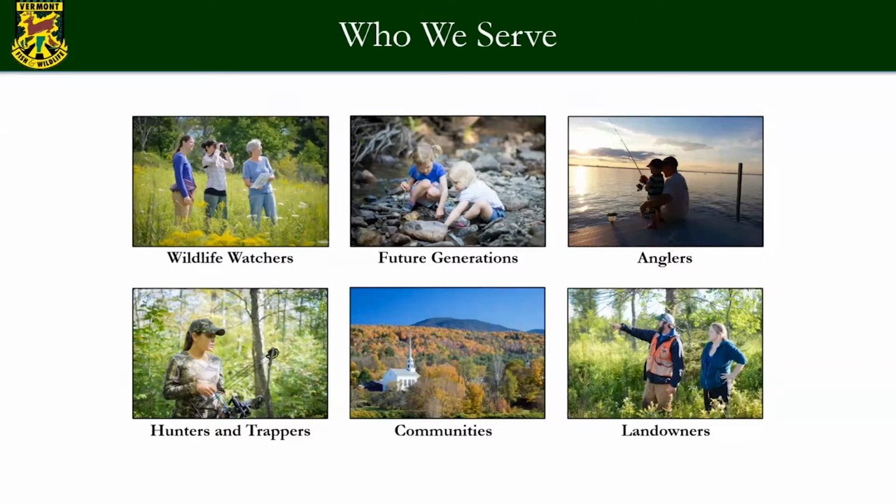Jens and I work closely with towns and communities, and there are other folks in our department who provide direct assistance to landowners looking to improve habitat on their property. And we all take our commitment to future generations seriously. We're here to ensure that the healthy and thriving wildlife and wild places that we enjoy will still be here for our kids and our grandkids.